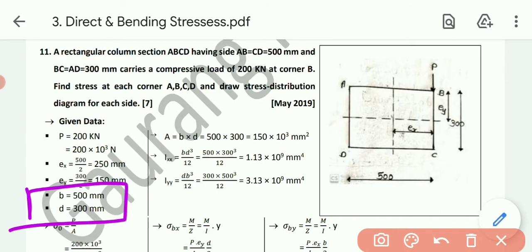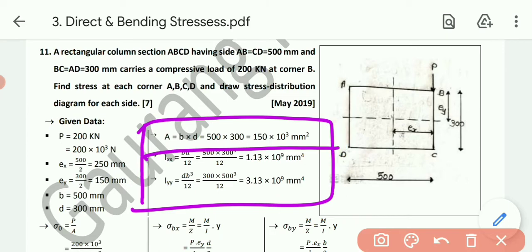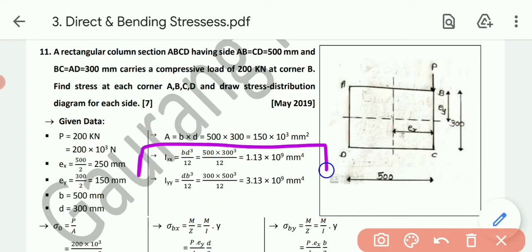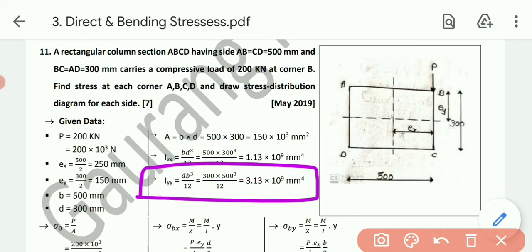So as we were doing in previous two examples, we will do the same way. Area, Ixx, Iyy. First of all, area B cross D, 500 cross 300. So I will get the answer 150 into 10 to 3 mm square. Ixx for rectangle section is BD cube by 12, that is 500 into 300 cube by 12. I will get the answer 1.13 into 10 to 9 mm to 4. And Iyy is DB cube by 12, that is 300 cross 500 cube by 12. I will get the answer this way. Clear?